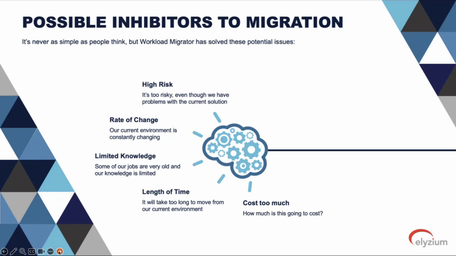The second one is rate of change. Workload automation doesn't stand still. There are constant changes going on within your current environment. And how do you capture those changes? How do you make sure that those changes move from one product to another?